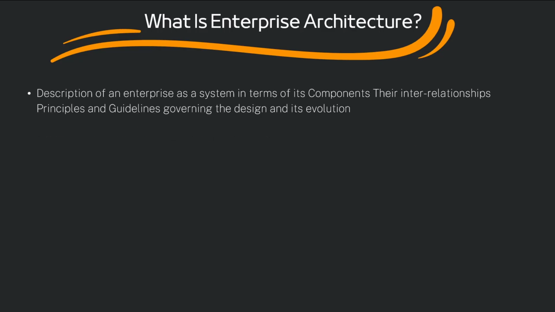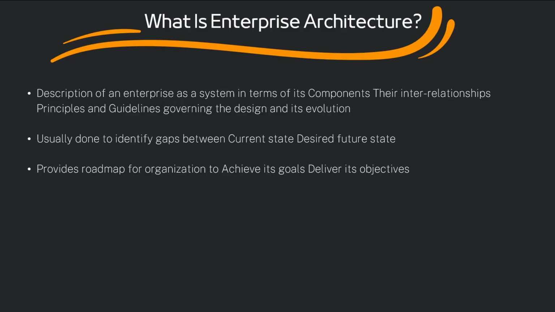Let's explain it once again in a fresh manner. A description of an enterprise as a system in terms of its components, their interrelationships, and principles and guidelines governing the design and its evolution, usually done to identify the gap between current state and desired future state. It provides a roadmap for the organization to achieve its goals and deliver its objectives, often described at multiple levels of breadth and depth.